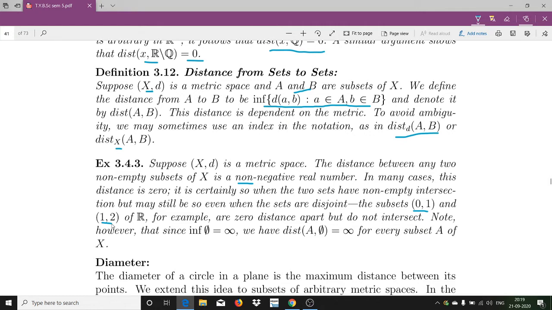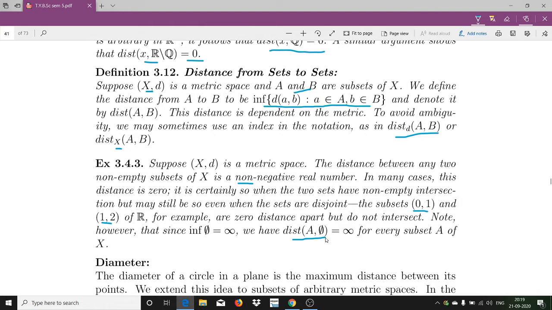Now what will happen if we take one of the sets to be the empty set? That means we want to find the distance between A and the empty set phi. Then it will be the infimum of d(a, b), where b belongs to the empty set and a belongs to A, but the empty set does not have any element. Therefore the set whose infimum we are taking is empty.